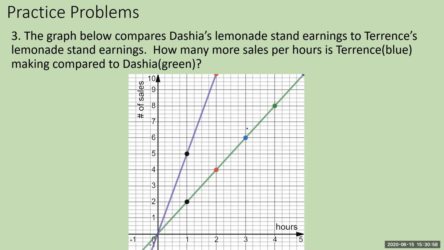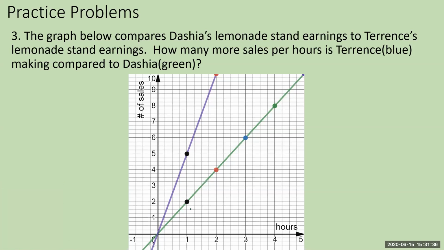All right, number 3, the graph below compares Daisha's lemonade stand earnings to Terrence's lemonade stand earnings. How many more sales per hour is Terrence, blue, making compared to Daisha, green? So we're comparing Terrence's sales per hour to Daisha's sales per hour. So we need to figure out what those are first. So let's look at the green line first. Let's look at Daisha's line first. So both of these are straight lines going through the origin. I know they're proportional relationships.